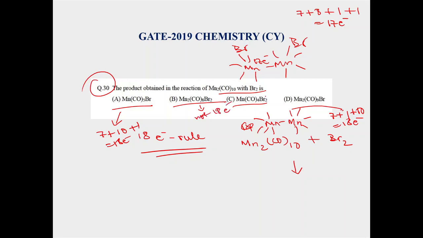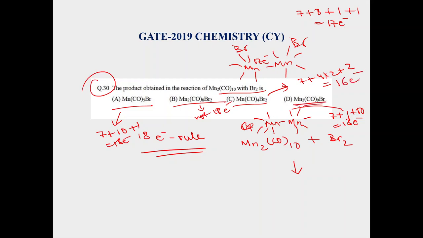Then Mn(CO)4Br2. Manganese 7 plus 4 times 2 is 8, plus Br gives 1 electron each. This is a 16 electron complex.